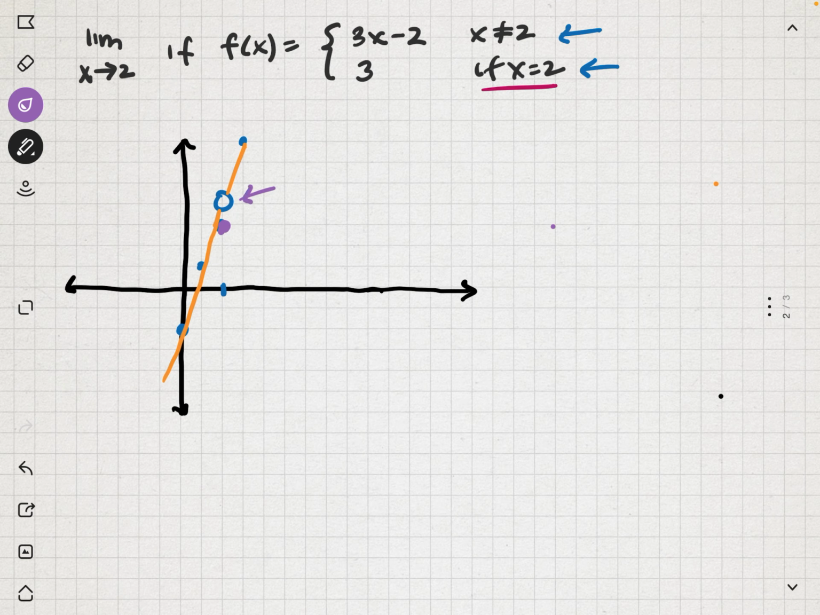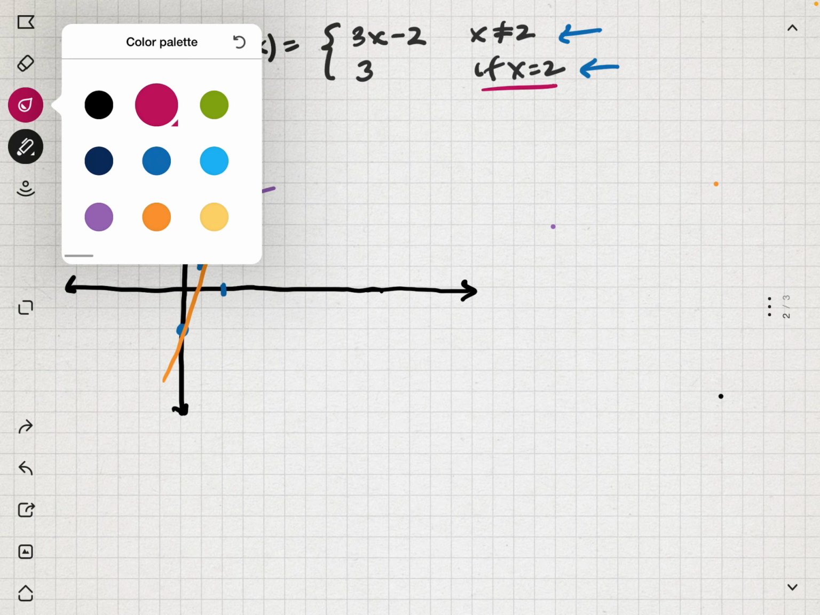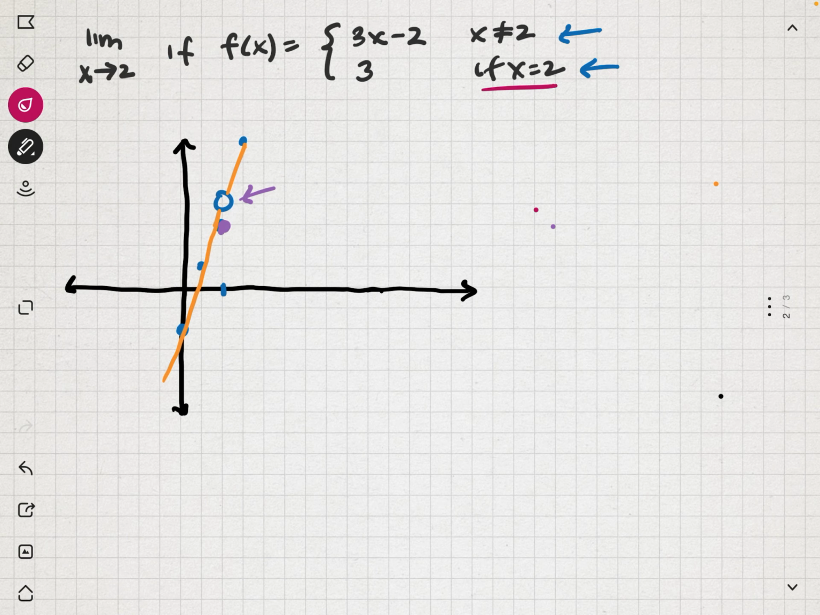So let's think about the limit this way, right? The limit as we go from left and right is not going to be the actual value. The actual value is going to be the point. So the actual value, if we did f of 2, that's going to be equal to 3.